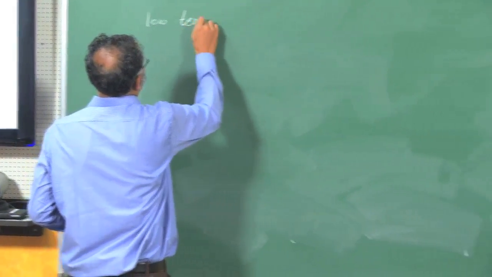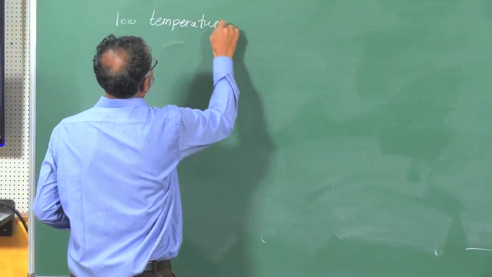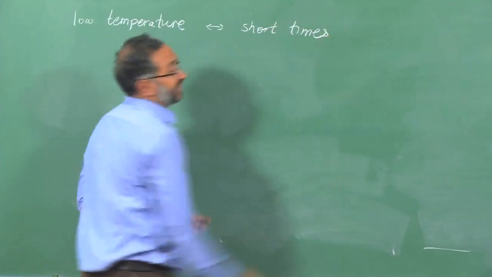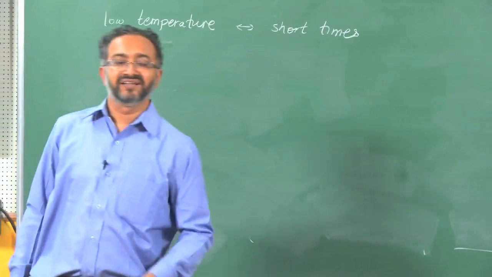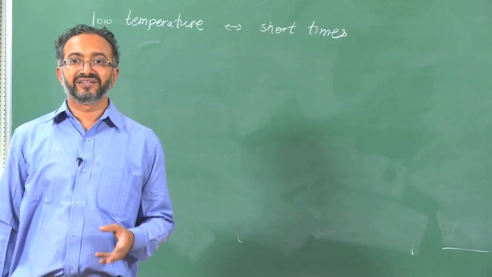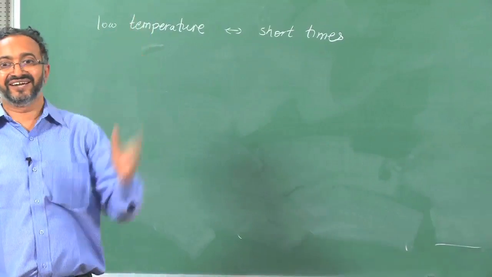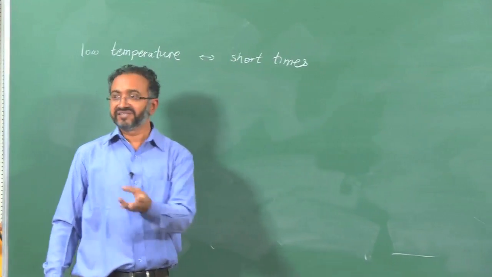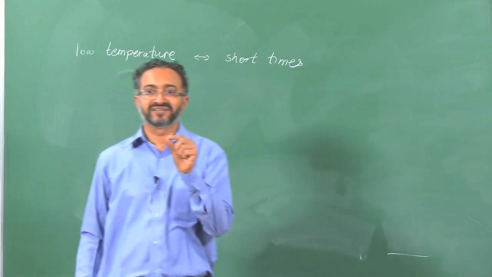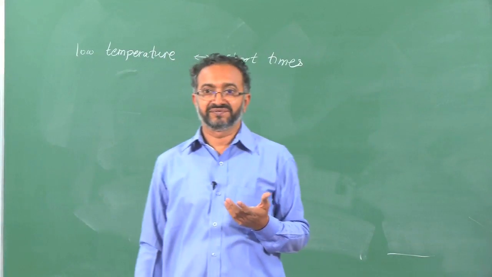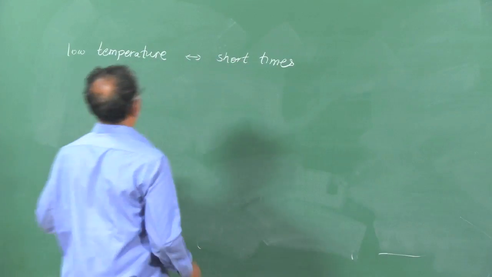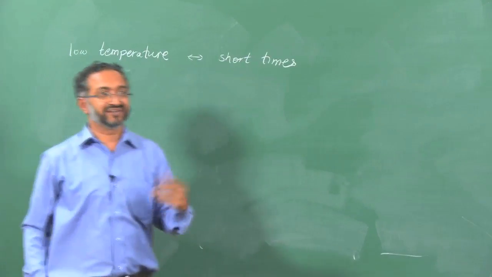Let me just write this down and then maybe I will take your question. Low temperature, short times. If there is a characteristic relaxation time lambda, and I go to lower and lower temperature, then the relaxation time will increase and I get more and more elastic response. Similarly, if I have a characteristic relaxation time lambda and I subject the material to shorter and shorter experiments, then I will get predominantly elastic response. That is how low temperature and short times are related.